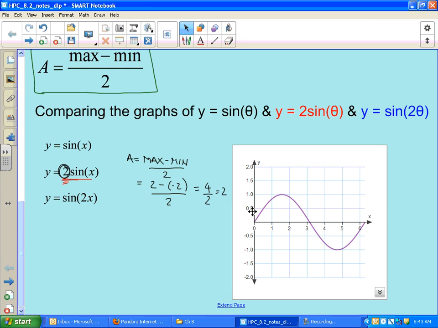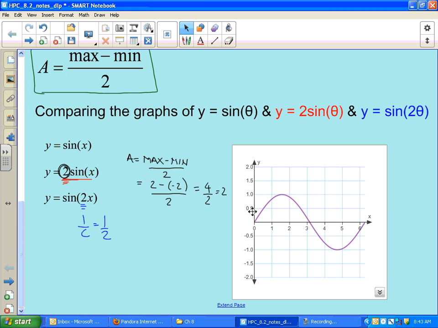Our normal sine curve. Now what happens when this 2 is inside of the function? Remember, that's a stretch factor horizontally of 1 over c, or 1/2 of its normal value. So we should see all my x values become half of what they normally were. My y values are going to stay the same. So what does that look like?